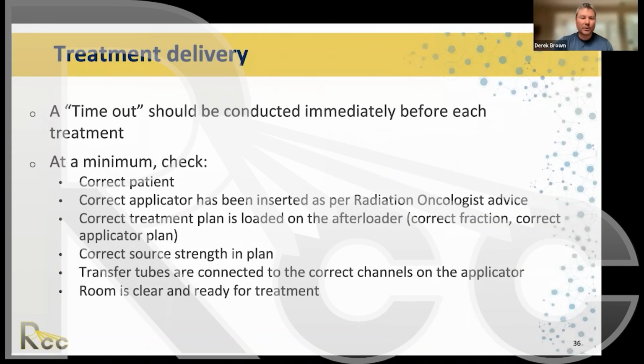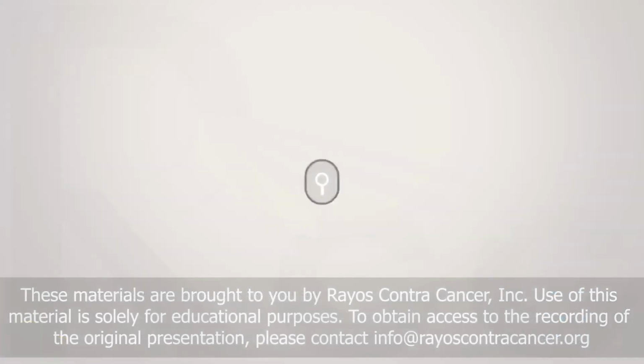Same again as when we did the cylinder, we're definitely going to want to do a timeout immediately before each treatment. And at a minimum, we're going to check essentially the same things that we checked for the cylinder: correct patient, correct applicator, correct treatment plan, source strength, transfer guide tubes are connected, and that the room is clear and ready for treatment.